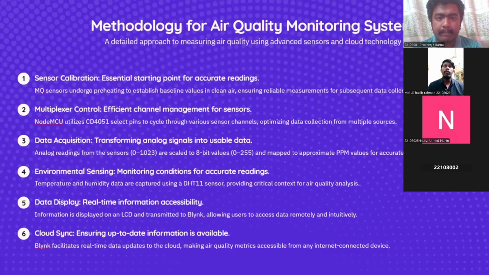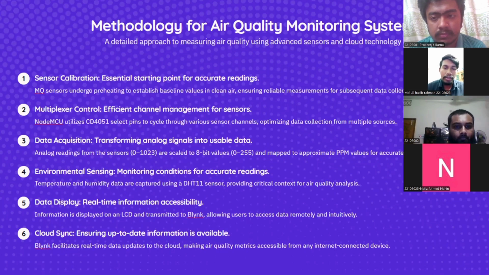Now, the methodology of the air quality monitoring system. Here we use sensor calibration, an essential starting point for accurate readings. The second is multiplexing control, efficient channel management for sensors. Third is data acquisition, transforming analog signals into visual data. Fourth is environmental sensing, monitoring conditions for accurate readings. Fifth is data display, real-time information accessibility. Sixth is cloud sync, ensuring up-to-date information is available. Thank you. Now another team member will continue the next part.